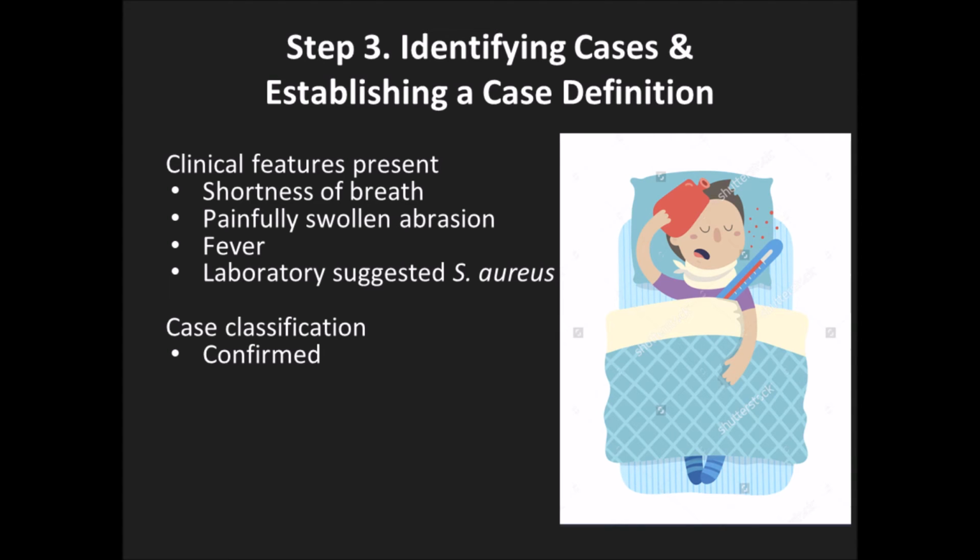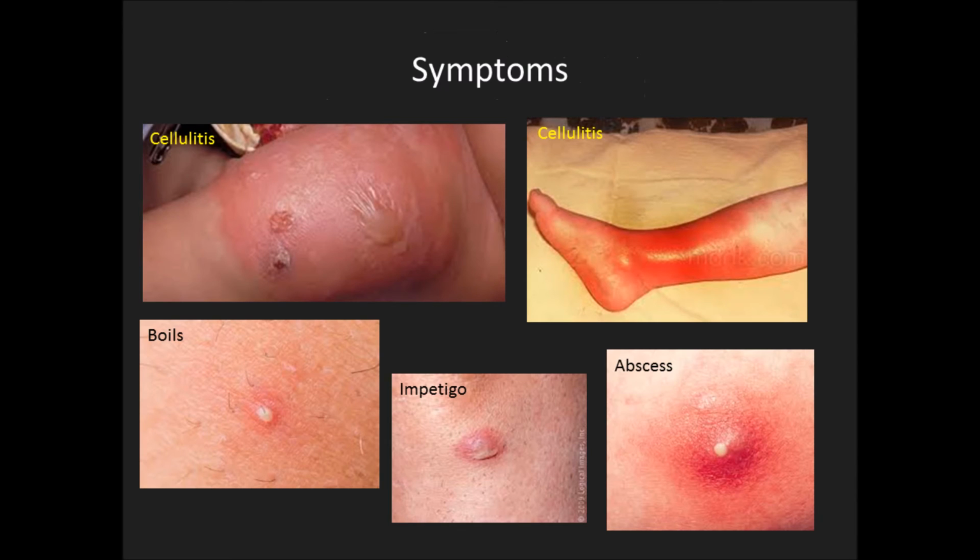Step 3 was to identify cases and establish a case definition. The clinical features present in the first case were shortness of breath, fever, and a painful, swollen abrasion. Laboratory suggested S. aureus by positive cultures of skin infection. Thus, the case can be classified as confirmed. The individual has typical clinical features, and there is laboratory verification of S. aureus. Cases can be identified through the clinical presentation of skin infections.